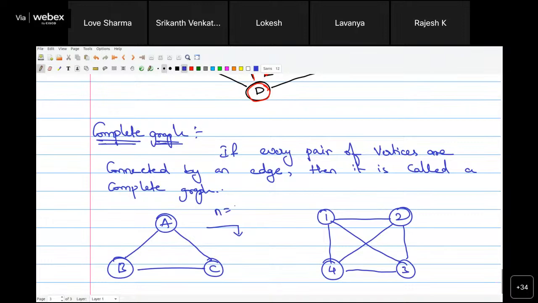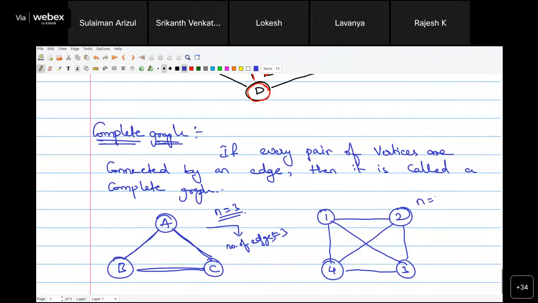So when n is 3, so the number of vertices is 3. How many edges are there? In my complete graph, 3. Okay, the number of edges is 3.